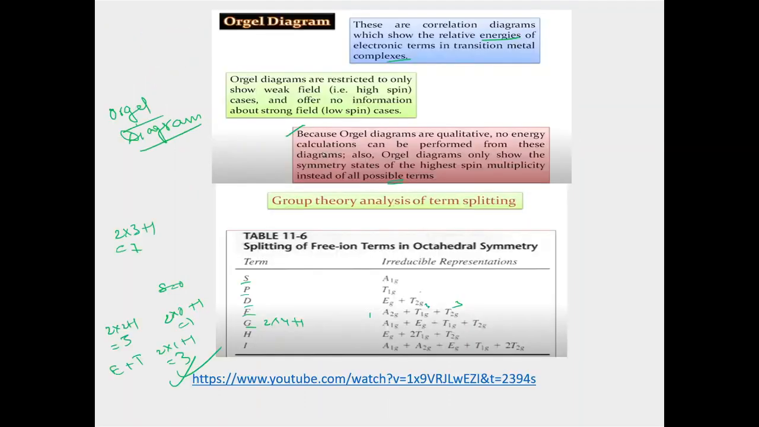So now, as we discussed, from group theory, for the term F, the irreducible representations will be A2g, T1g and T2g.